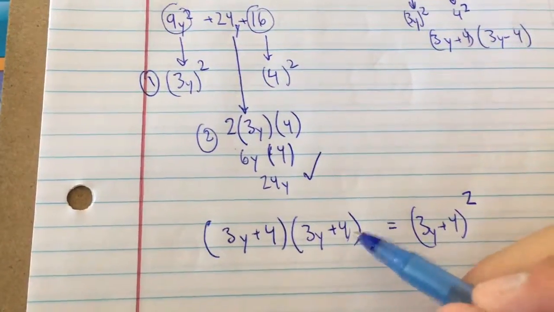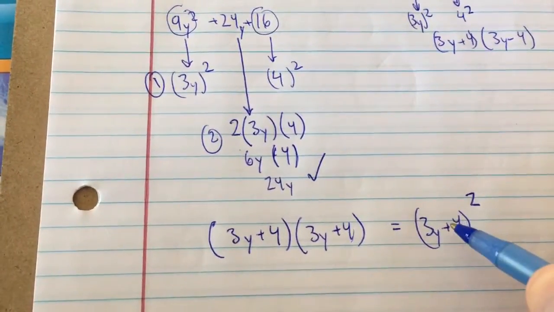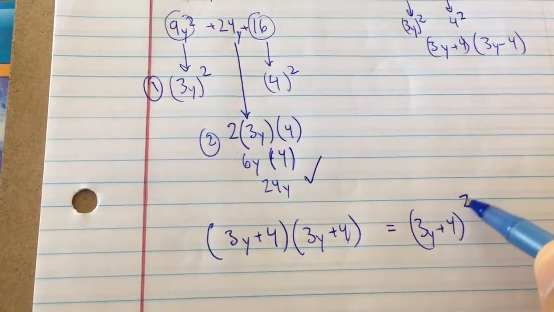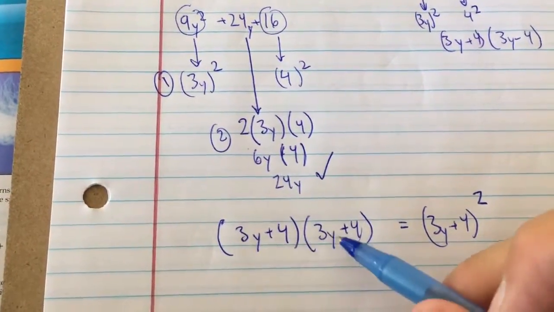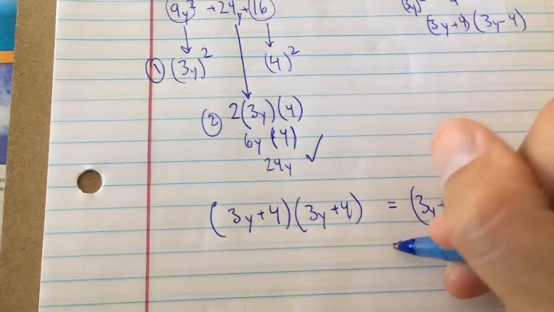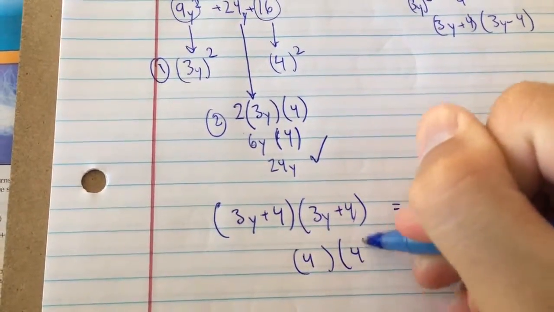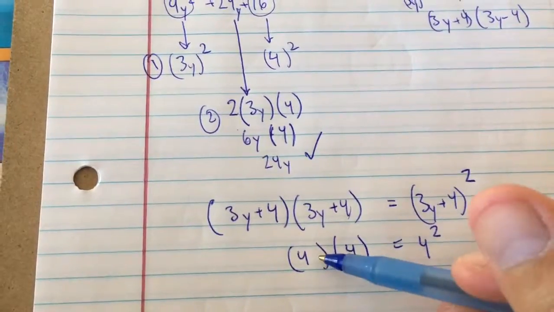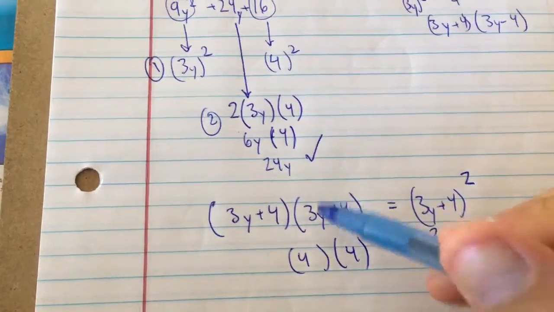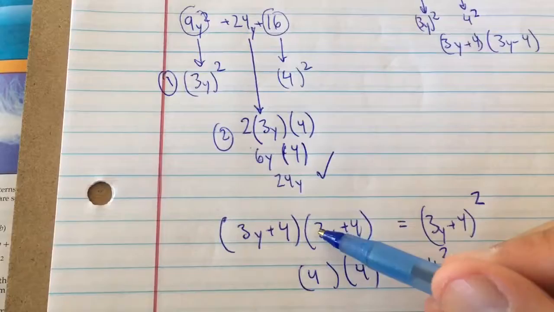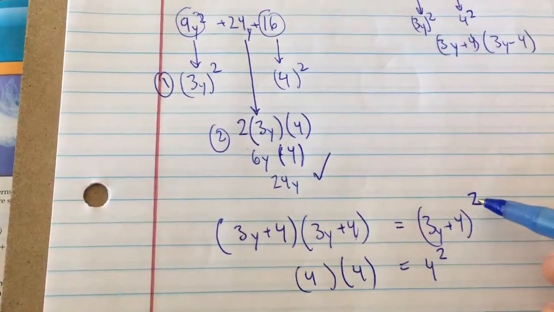Because it means that I took two of these terms and just multiplied them together, like 2, because of the exponent 2. I literally just took these and multiplied them together. It's like saying 4 squared is equal to 4 times 4, right? It's the same kind of concept. 3y plus 4 times 3y plus 4 is 3y plus 4 squared, okay?